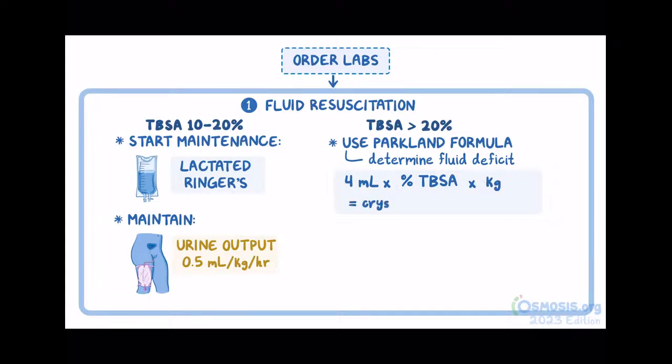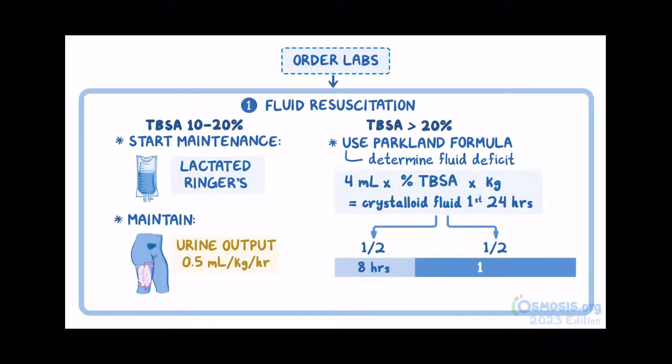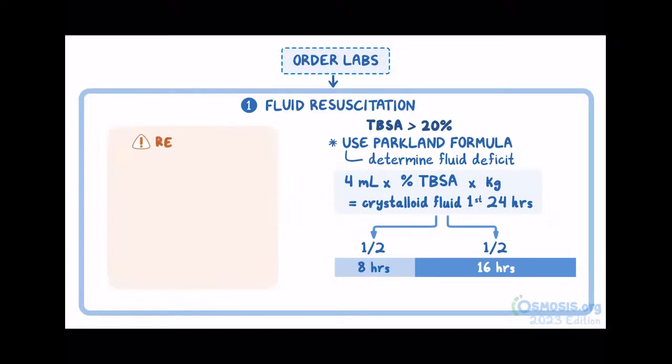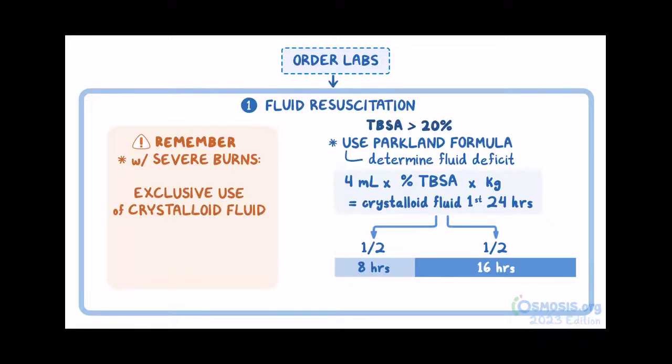This will give you the total amount of crystalloid fluid needed in the first 24 hours, with half of the volume administered in the first 8 hours and the remaining amount given over the next 16 hours. Then administer lactated Ringer's to replace losses and maintain urine output at 0.5 milliliters per kilogram per hour. Remember that in patients with severe burns, exclusive use of crystalloid fluid may result in over-resuscitation, which can lead to complications like bowel and pulmonary edema.